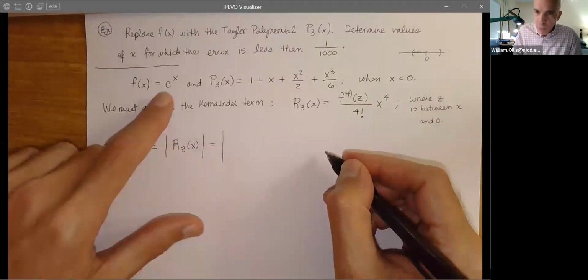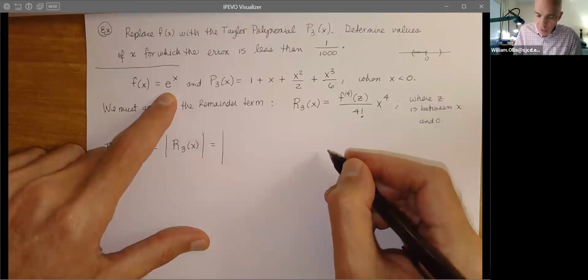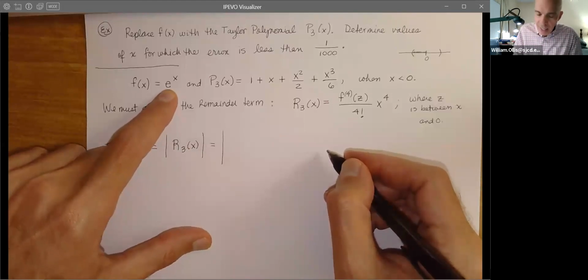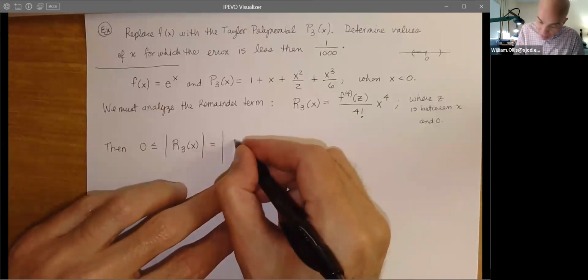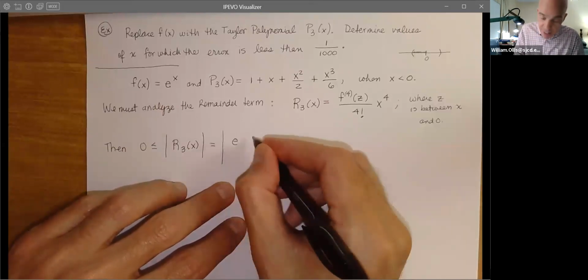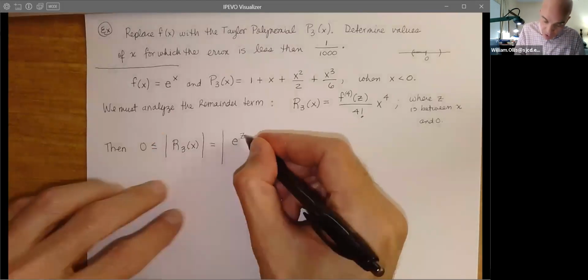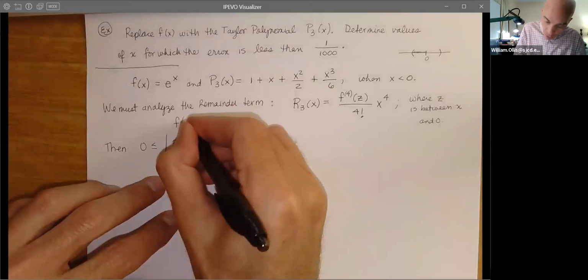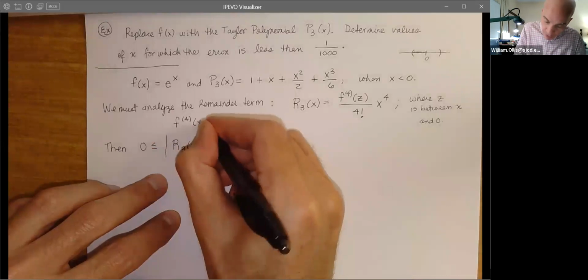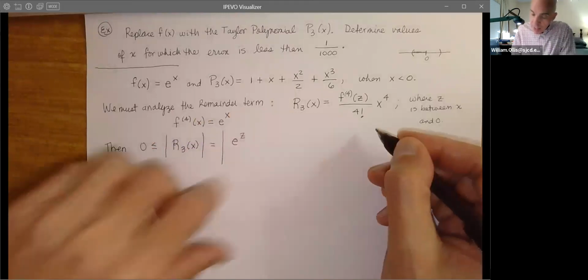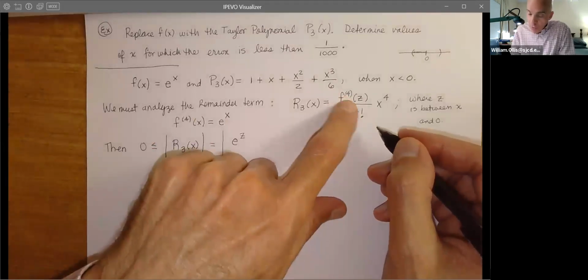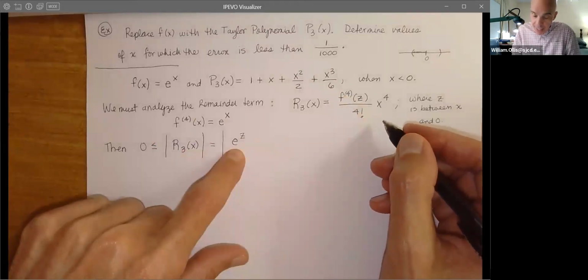And so we really do like this function. The e to the x, any derivative is just e to the x. So we get, in this case, e to the z. Because note, the fourth derivative of f is just e to the x. So e to the z, or f, the fourth derivative evaluated at z, is e to the z.